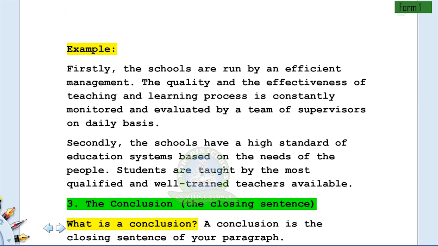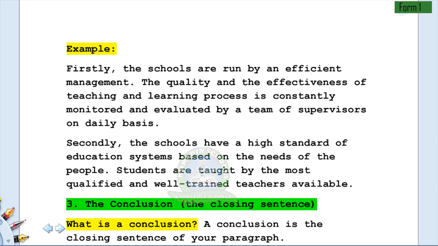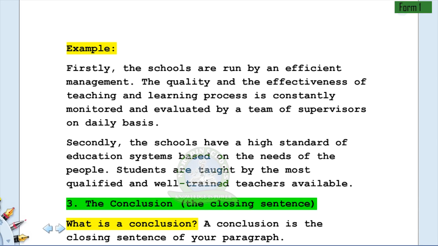For example, I said that there are two reasons why Nuruddin schools are the best in the country. What evidence do I have? Let us see the body of my paragraph. Firstly, the schools are run by an efficient management. Look at the transition word I used: firstly, the schools are run by an efficient management.